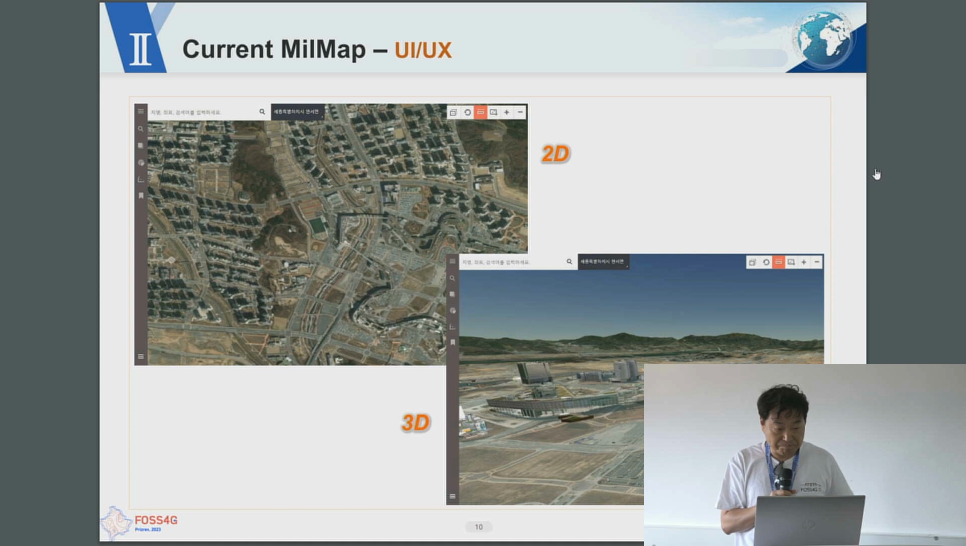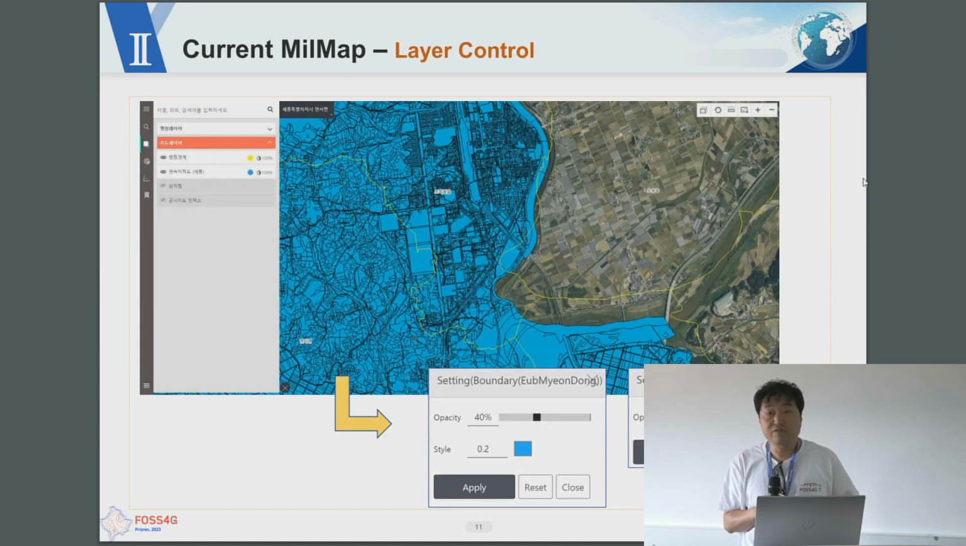So this is the MilMap's UI UX. Actually this is a 3D based one, because it's based on the czoom.js. So on the left side you can see the two-dimensional map, and on the right side you can see the 3D map. Also, just like a QGIS or other web map, our client can control the layer opacity, styles, colors, and other things. Also, they can change the background image also.